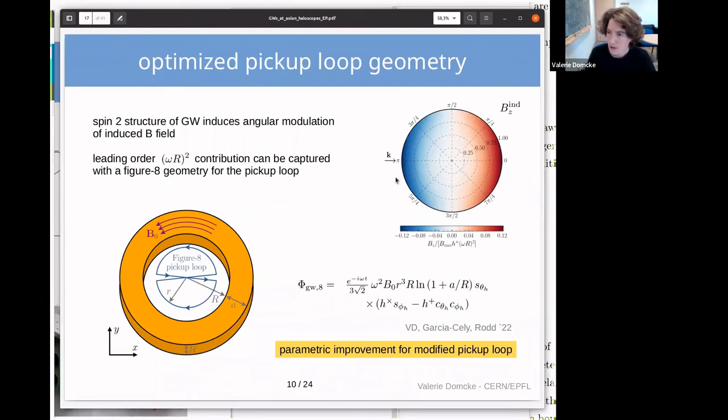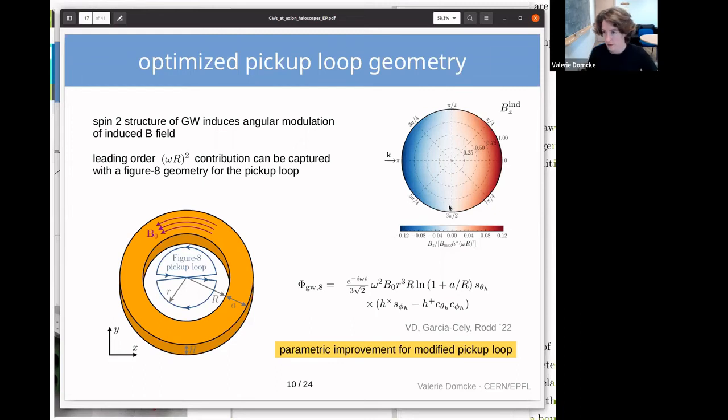So once you realize this, you can say, oh, well, now I have a rather simple idea on how I can improve on this. Rather simple as a theorist, but I think this is really a doable thing. And that is that instead of taking a circular pickup loop, you could take a figure-8 pickup loop, like indicated here, meaning you take the flux from one semicircle minus the flux of the other semicircle, and then they add up.